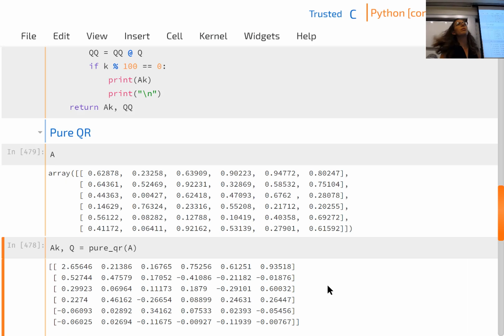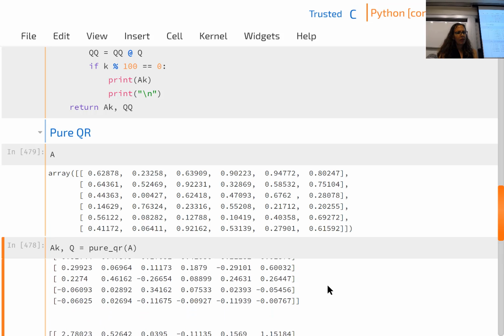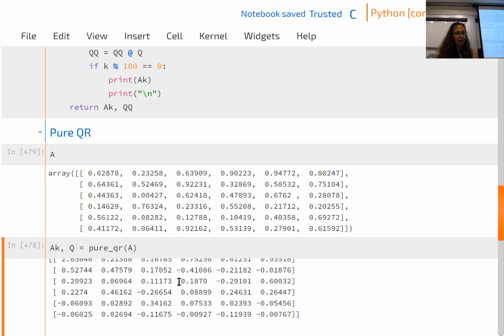Are you able to read this all right? The bottom left-hand corner is starting to get closer to 0, right? We've gone from values of like 0.4, 0.5 down to 0.06.